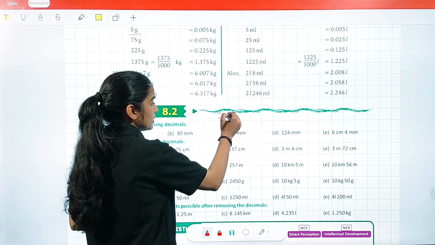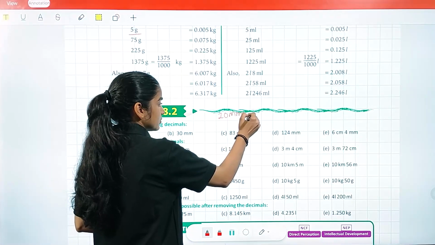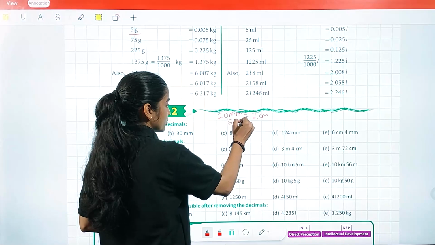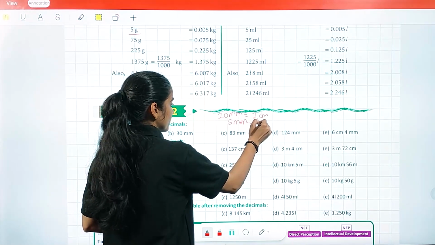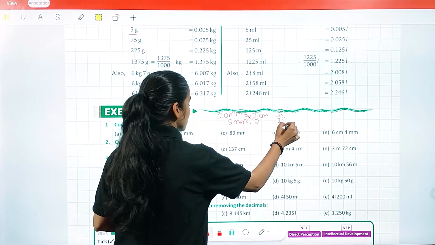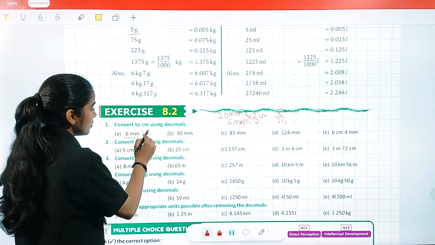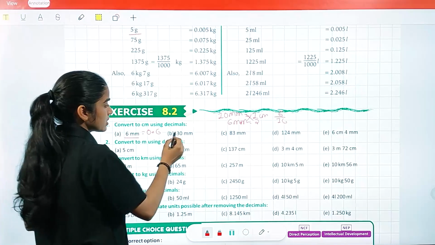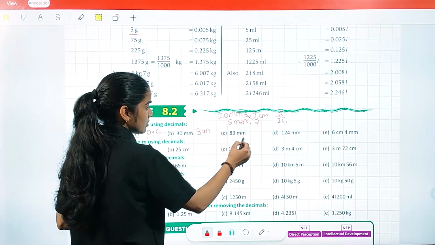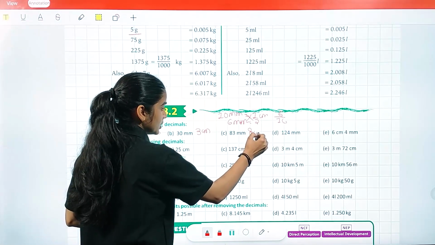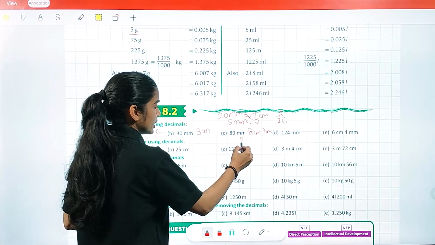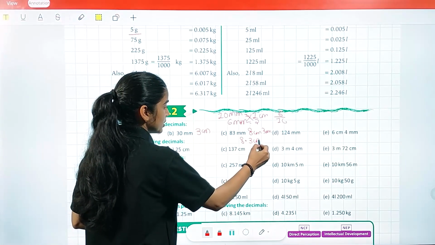10 mm is equal to 1 centimeter. So 6 mm is equal to how many centimeters? You just have to cross multiply it. 6 upon 10. So your answer will be 0.6 centimeter. In this, 30 mm, 3 centimeter. 83 mm, 8 centimeter, 3 mm. Okay, you can also write 8.3 centimeter.